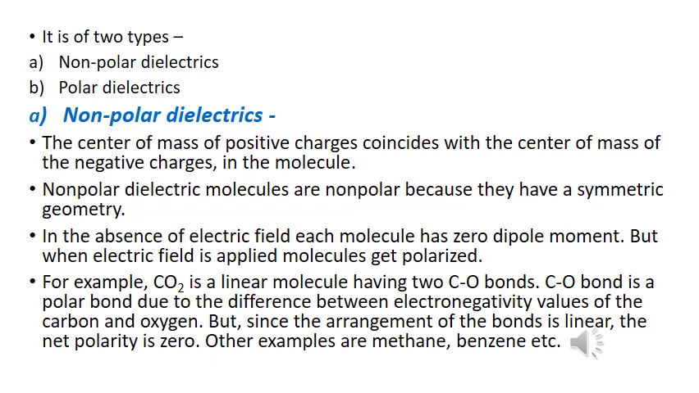We can explain this: carbon dioxide is a linear molecule having two CO bonds. The CO bond is a polar bond due to the difference between the electronegativity of the two atoms. Since the electronegativity of oxygen is greater than carbon, there is a difference of electronegativity. But since the arrangement of the bonds is linear, the net polarity is 0, and hence it is a non-polar molecule.